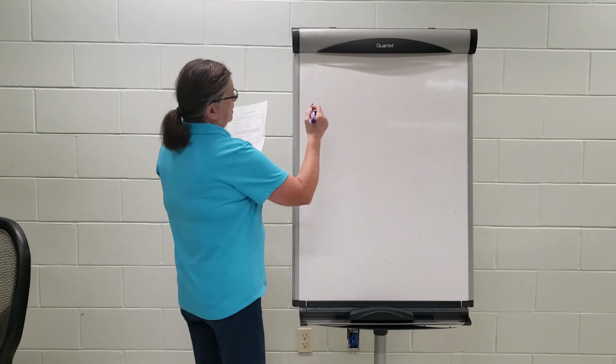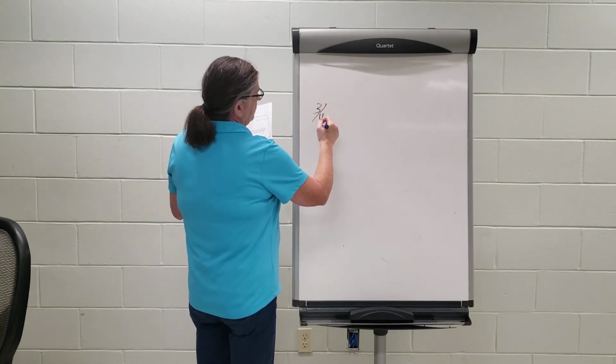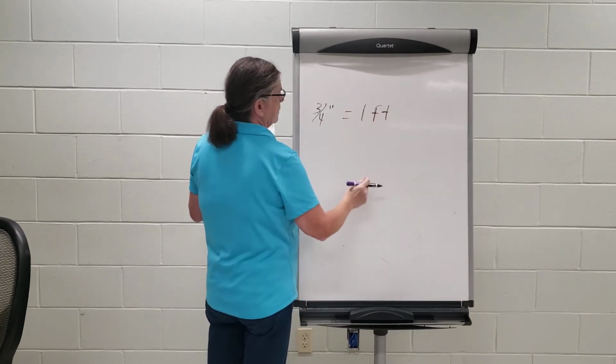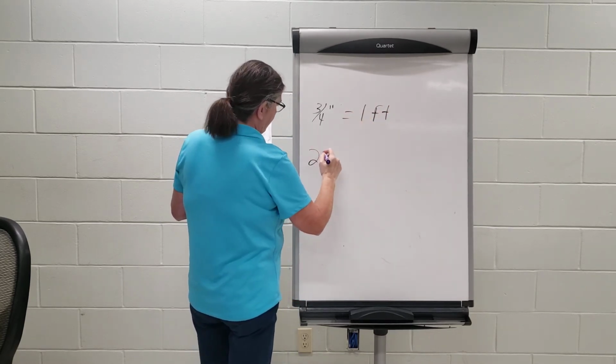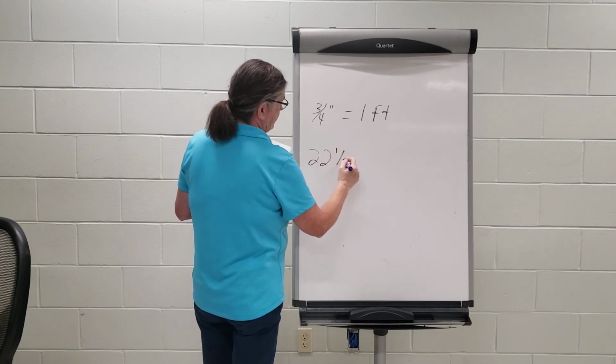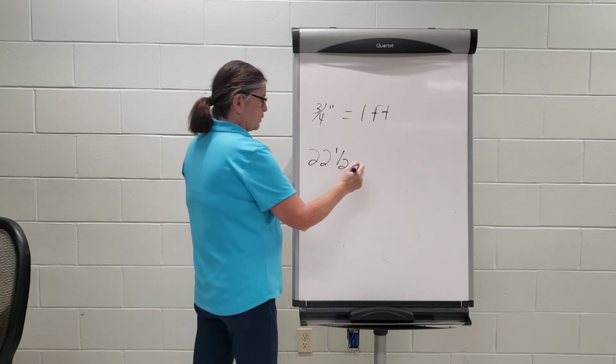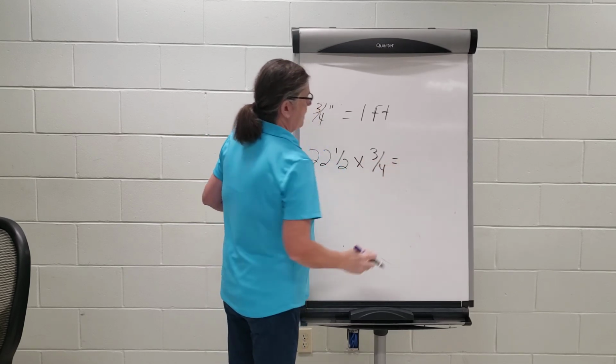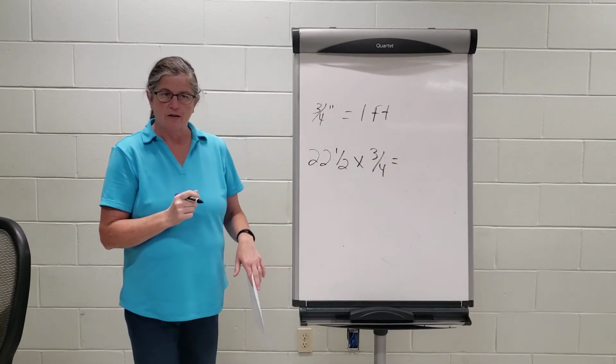So, on that blueprint, 3/4 inch is really 1 foot of material. We know that we have 22.5 feet of material. So it's just going to be 22.5 times 3/4. That will give us the length of the line on the drawing.